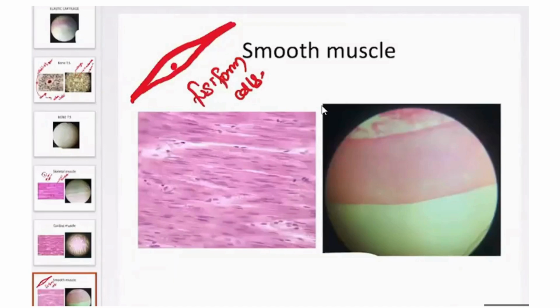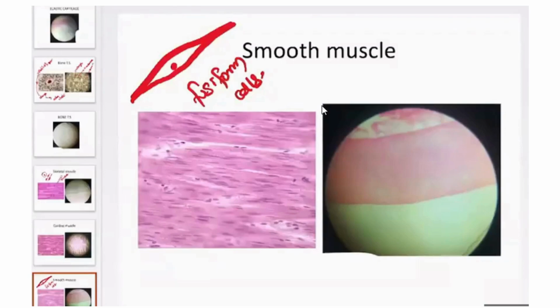The GIT has smooth muscle in its wall. The muscle on the trachea, the wall of the bladder, the vas deferens are all smooth muscle. What is present on the larynx is skeletal muscle, but what is present on the trachea, bladder and vas deferens is smooth muscle. The whole of the GIT, from the esophagus to the large intestine, has smooth muscle.